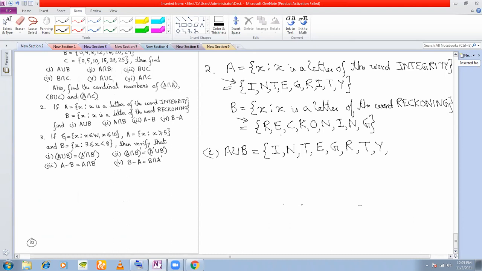Now we look at the set B. What have we missed? R we have already written. E we have already written. C we have not written, so we'll write C. Now K is something that we have not written, so we'll write K. O is also something that we have not written, so we'll write O. N is something that we have already written. I we have written, N we have written, and G we have written. So this is A union B. Okay, any question here? A union B?